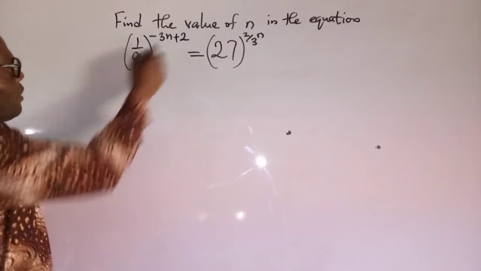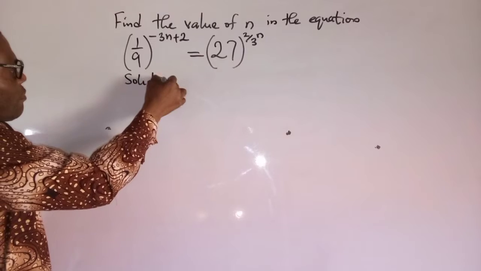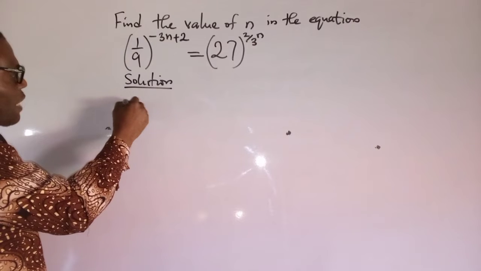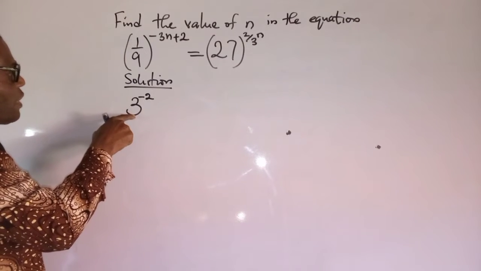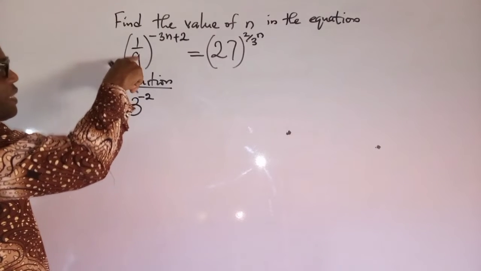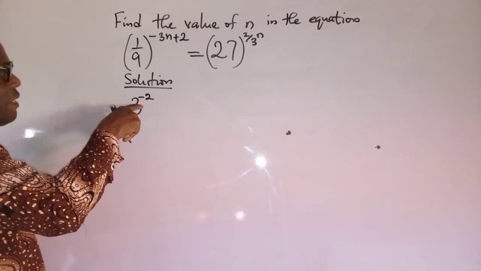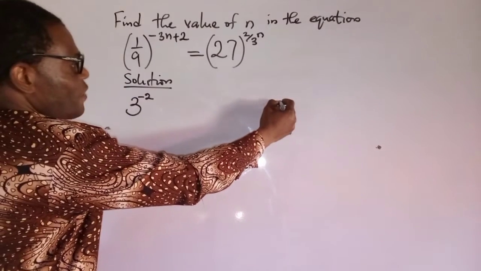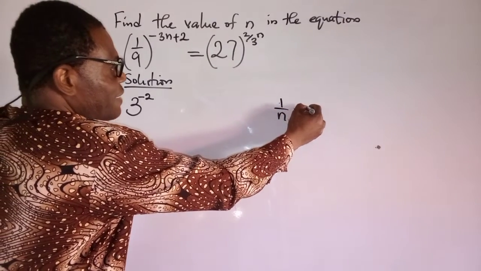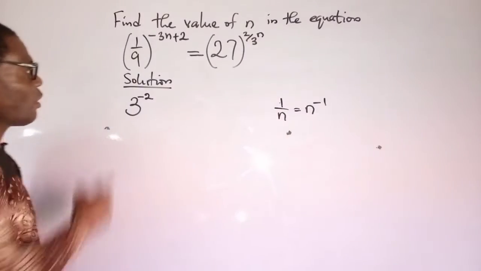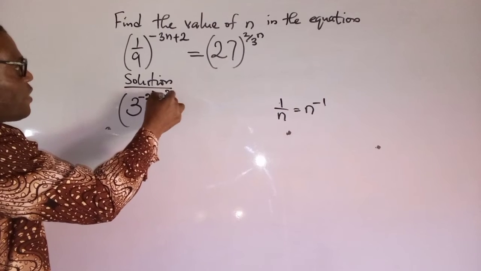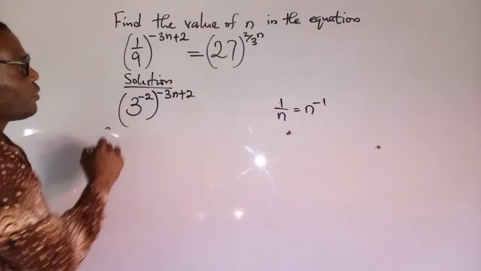If we have this, now we need to take care of this, and this can be written as 3 raised to the power of minus 2, because 3 raised to the power of 2 is 9. The law of indices states that when we have 1 over n, this can also be written as n raised to the power minus 1. So repeating what we have here, we have minus 3n plus 2.